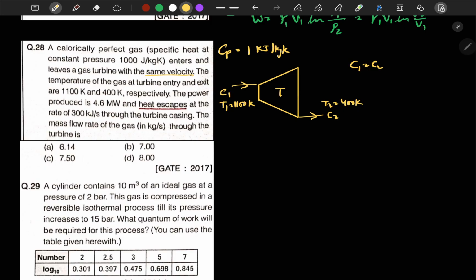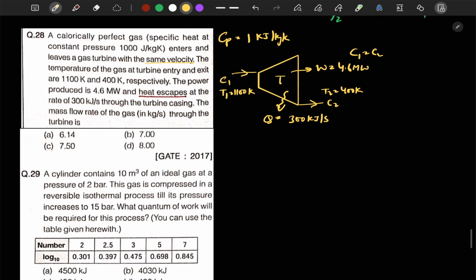The power produced, the work output we obtained, is 4.6 megawatt. The heat escapes at the rate of 300 kilojoule per second through the turbine casing. The mass flow rate of the gas through the turbine is? So we can write the energy equation.